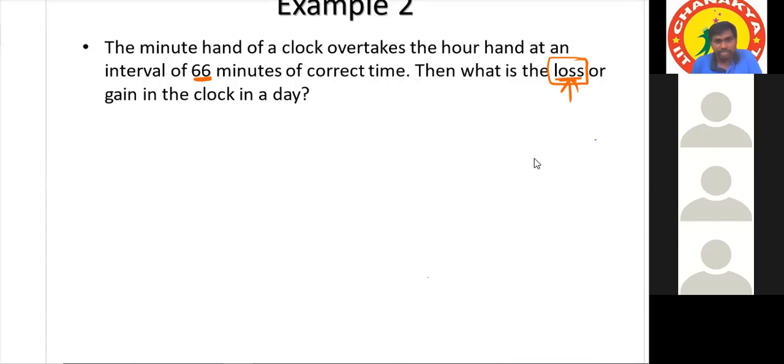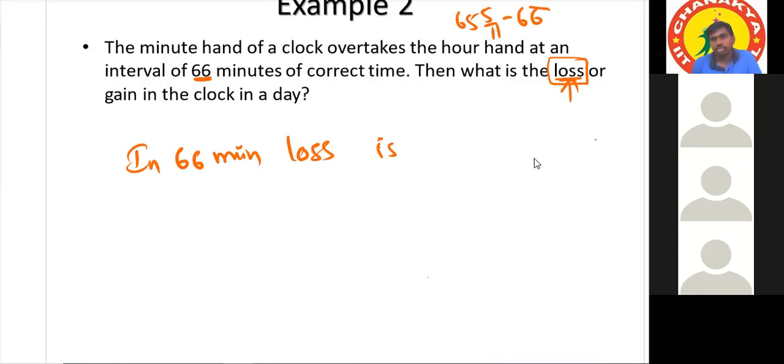Okay, so here we can write in this way. In 66 minutes, loss is how much? So 65 5 by 11 minus 66. If you do this, you will get a negative value, but already I have mentioned here loss. That's why take the value only. How much is it?